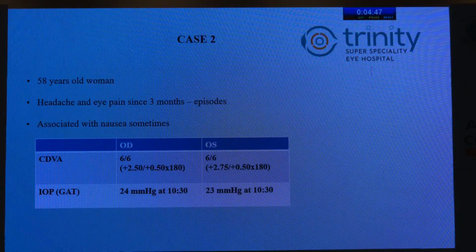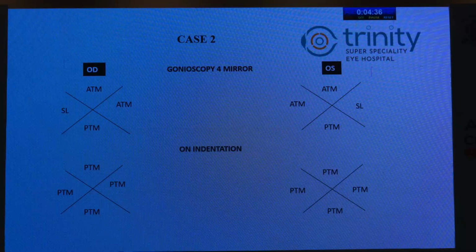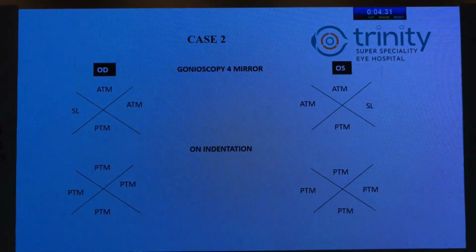Dioptres were +4 in the right eye and +3 in the left eye. Anterior segment examination revealed a grade 1 Van Herrick's and a clear lens. Fundus examination was within normal limits. Again, on gonioscopy, you can see occludable angles in both eyes, which opened up on indentation.